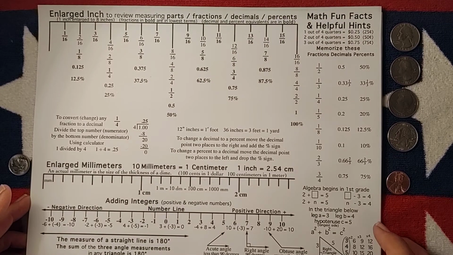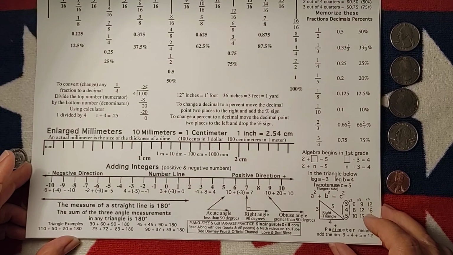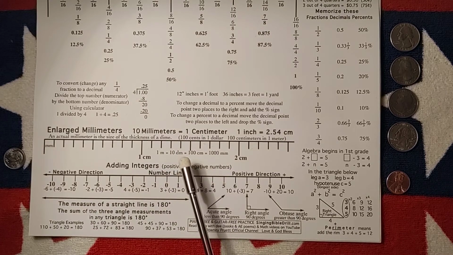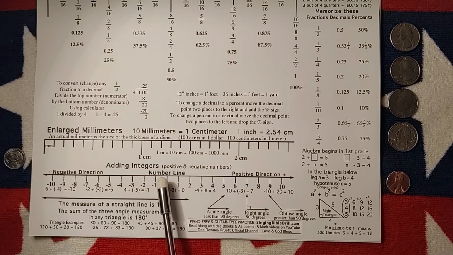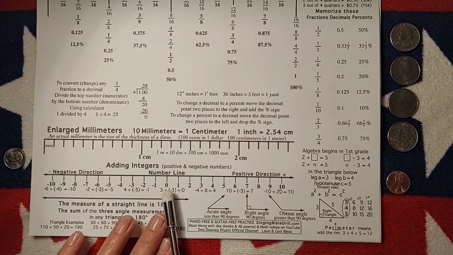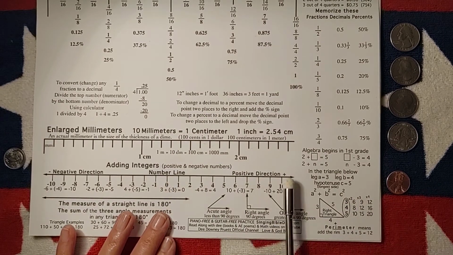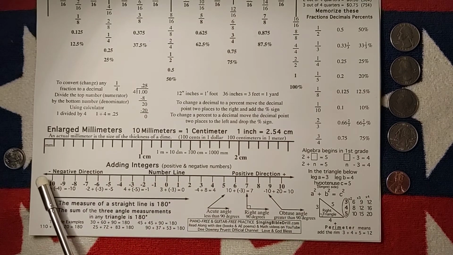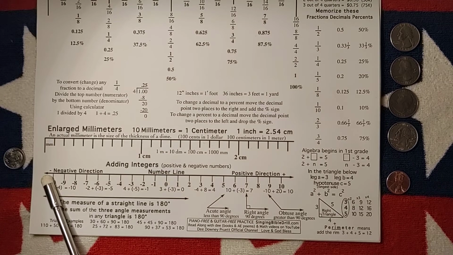I like to teach adding integers using a number line. So adding integers are positive and negative numbers. So on the number line, starting with 0, to the right of the 0 is the positive direction. To the left of 0 is the negative direction.